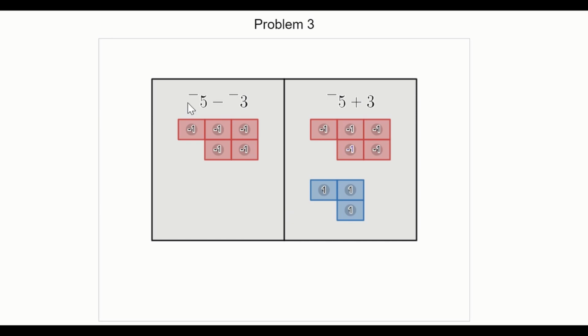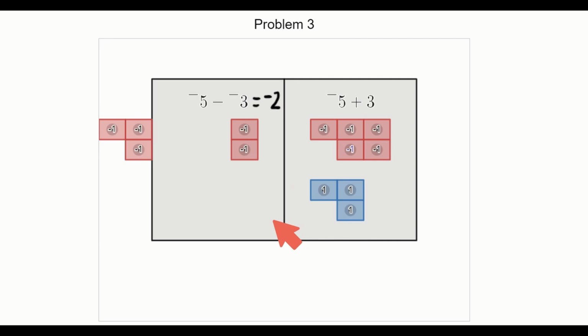Problem 3, negative 5 minus negative 3. So this problem is asking, starting with 5 red tiles, I want to take away 3 red tiles. So let's go ahead and take away 3. All right, 5 red tiles, take away 3 red tiles. How many tiles do we have left over? We have 2 red tiles left over, negative 2.